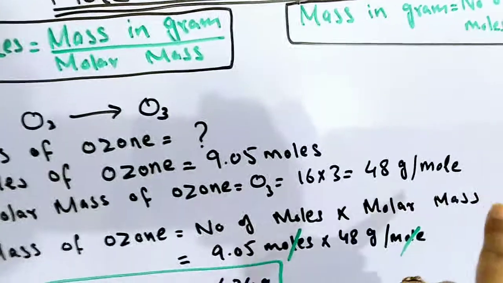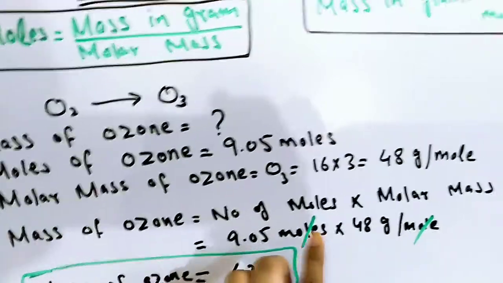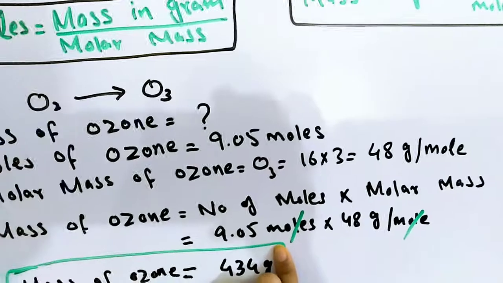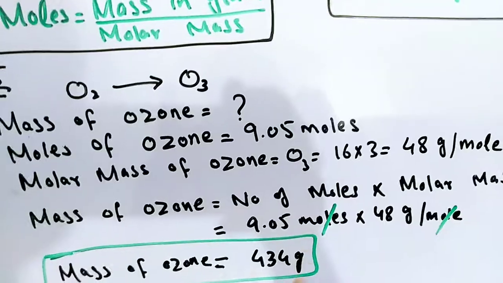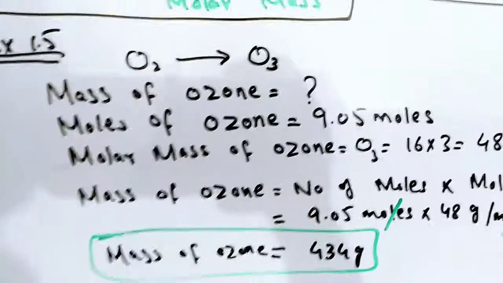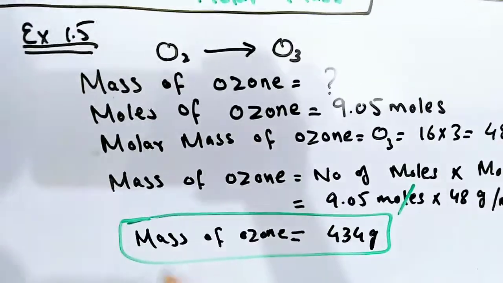We will put in the values: 9.05 moles into 48 gram per mole. So mole will cancel with mole, and we have to multiply 9.05 into 48. So it would be 434 gram. In this way we are able to find out the mass of the ozone, and we can convert mass into mole and mole into mass.